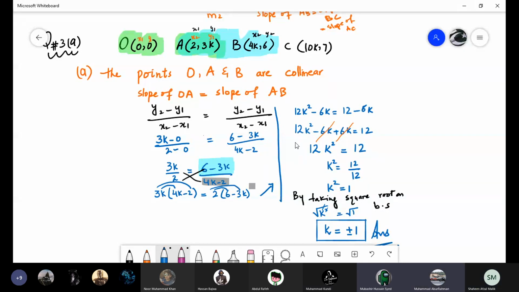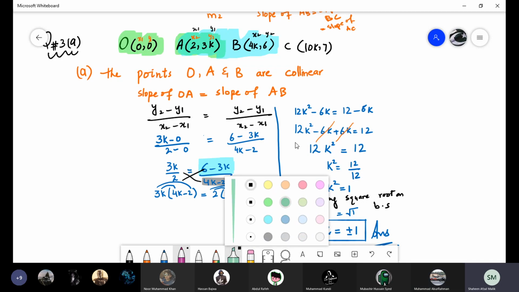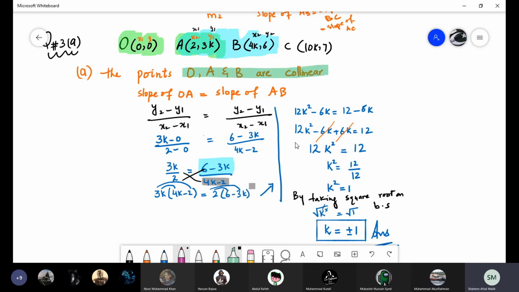Ma'am, over there you wrote that the slope of OA is equal to the slope of AB. So why is it not the slope of OA equal to the slope of BC? Is there any BC given in question 1A? Look at the question: OA and B are collinear. There is no C. That was in part B, where it is mentioned that OA is parallel to BC.